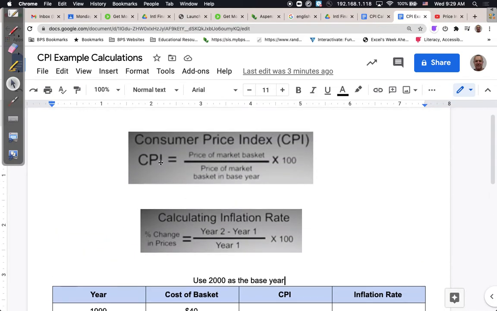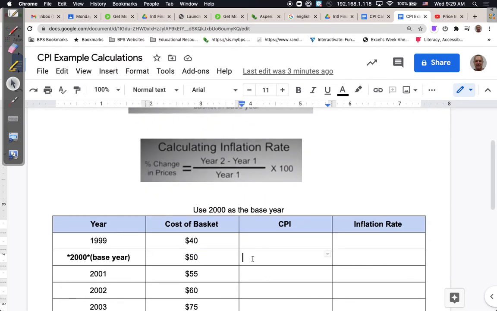All right, your formula is right here. It's the price of the market basket in your year divided by the price of the market basket in the base year times 100. So the price of the market basket in 2000 is 50. It's also the base year, so the base year is 50 again, times 100, and that's 1 times 100. The CPI is 100. All right, let's do a year before 2000, then we'll do the years after 2000.